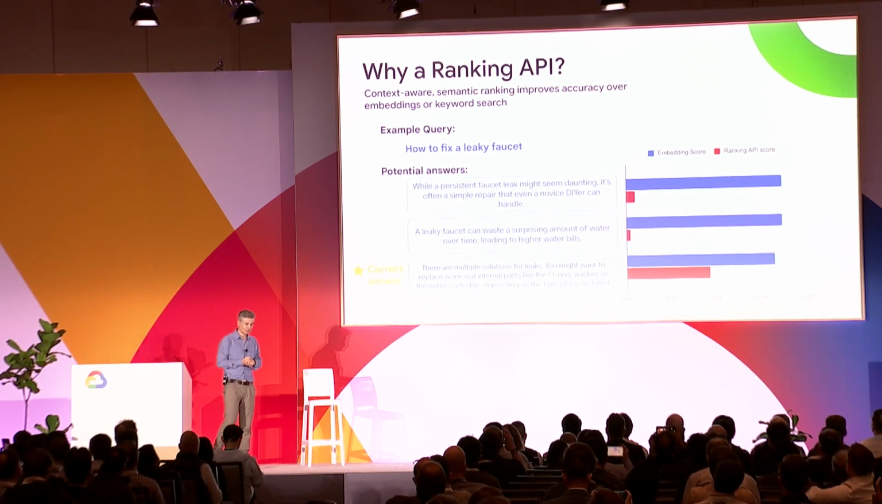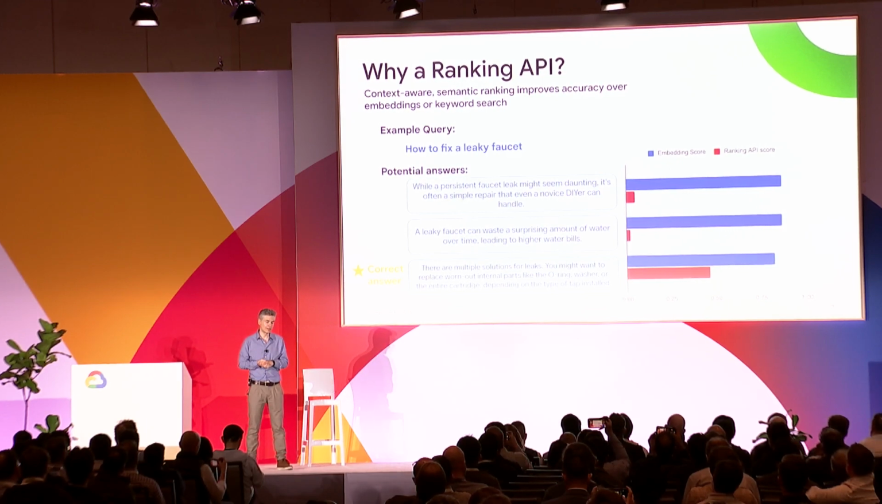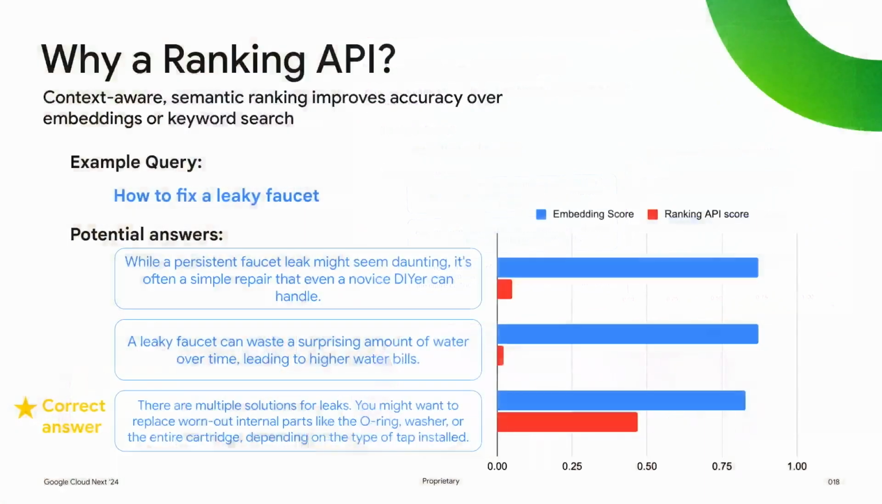And I think this example demonstrates why this API is important, right? So we have a very simple question: how to fix a leaky faucet? And you have a bunch of statements which you can assume have been retrieved from your corpus. And all of them are related to the question. And you see in the blue bars, these are real numbers, the embedding similarity is pretty close between all the statements. And actually the highest scoring part is not the one that is answering the question. It's related to the question, but it's not answering the question.